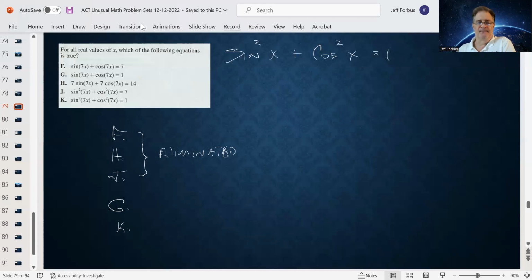Now remember, the answer has to be exactly like the identity is. Sine squared x plus cosine squared x equals 1. So if you look at G, you get sine without the square. So that makes it wrong. K is going to be our answer because you get a sine squared, you get the cosine squared. And you notice your x values are the same, 7x and 7x. And what's it equal to? 1. So therefore, it checks off. That's how you can use the identity.